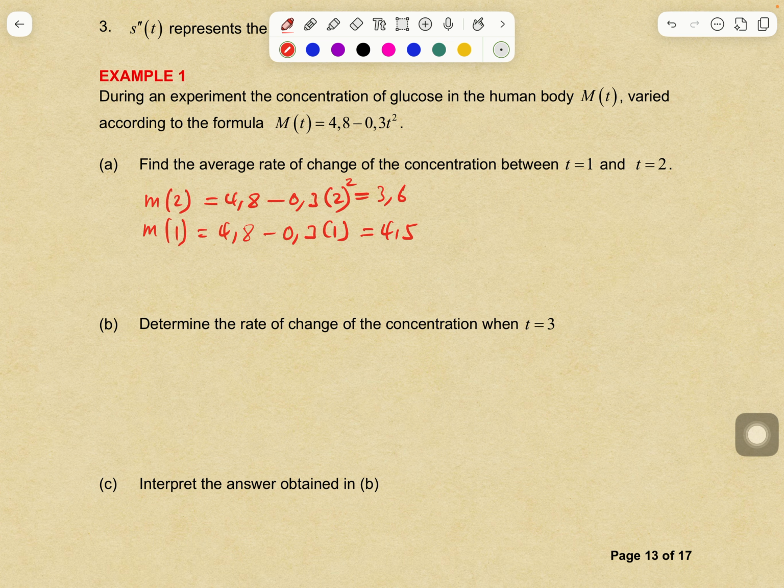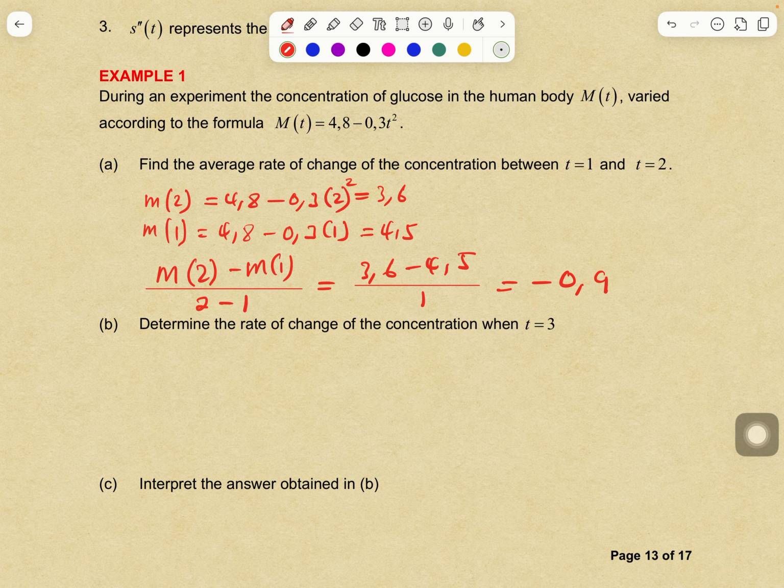So now I want to find the average gradient, which is M of 2 minus M of 1, divided by 2 minus 1. This gives us M of 2, that was 3,6. We forgot to subtract, minus 4,5, and divide this by 1. If we do that on our calculator, 4,5 over 1, this is going to give us negative 0,9. All right, that is the gradient.